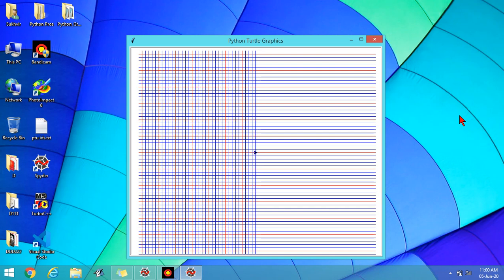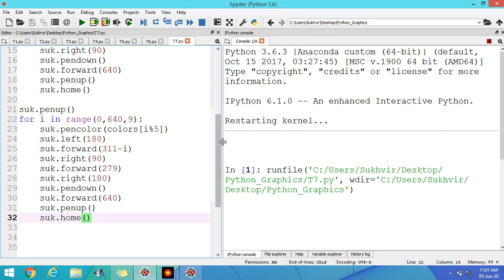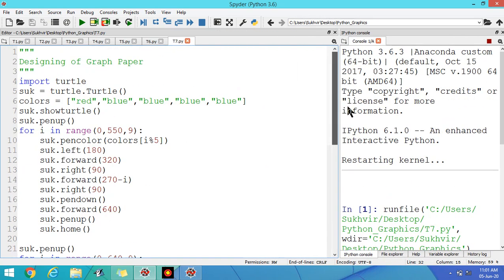2 for loops are there basically. One is for horizontal and second is for vertical. Let us repeat the code again while the cursor is designing all the horizontal and vertical lines. Let us repeat the content. First of all, setting of colors is there. Red, then blue 4 times, because 4 lines are required.